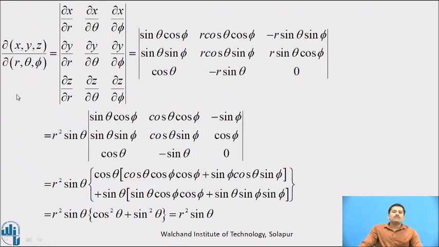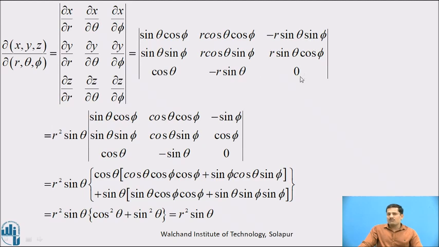Now the definition of Jacobian of three functions in three independent variables is this 3 by 3 determinant. Now substituting all the partial derivatives in this determinant, we will get this expression. Now from the second column and in the third column, we can observe that it contains a common factor r, therefore we can take r common from these two columns, so outside we get it as r square.